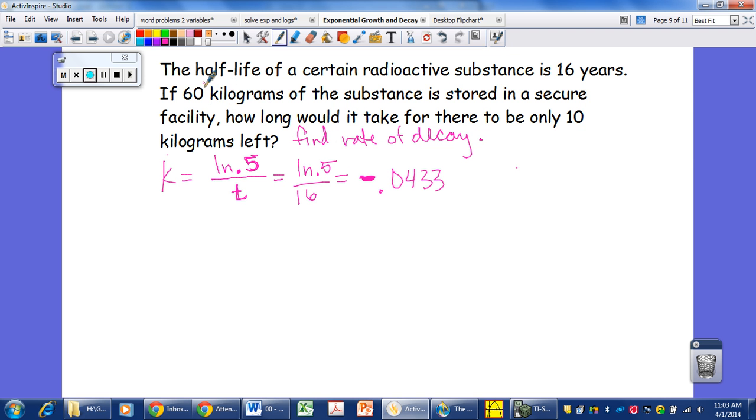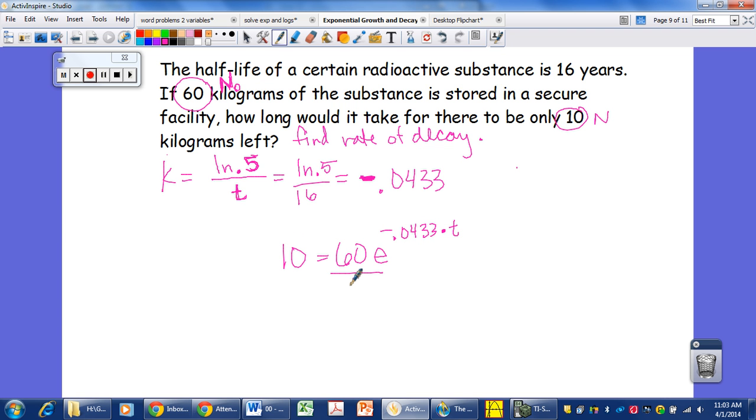So now we go back to our equation. We had 60 to begin with. That's N sub 0, or P sub 0. When will there be 10? So that's our N value. Our equation looks like 10 equals 60 e to the negative 0.0433 times t. We want to figure out how long it will take, so time, not time for our half-life, but time for our formula.